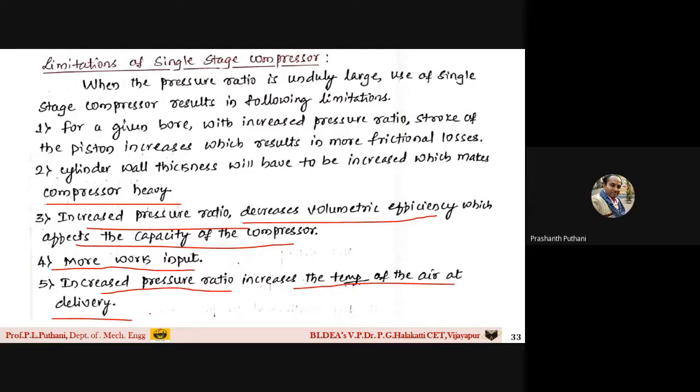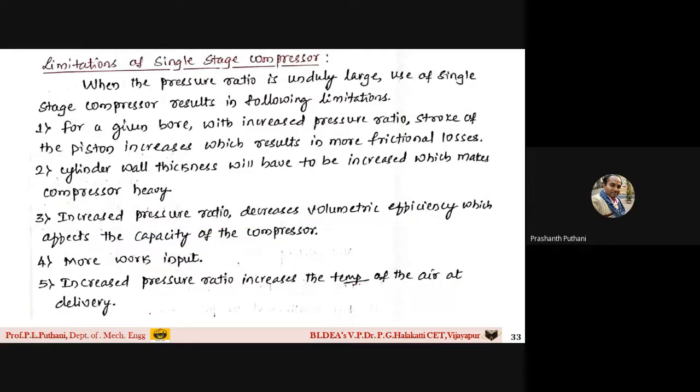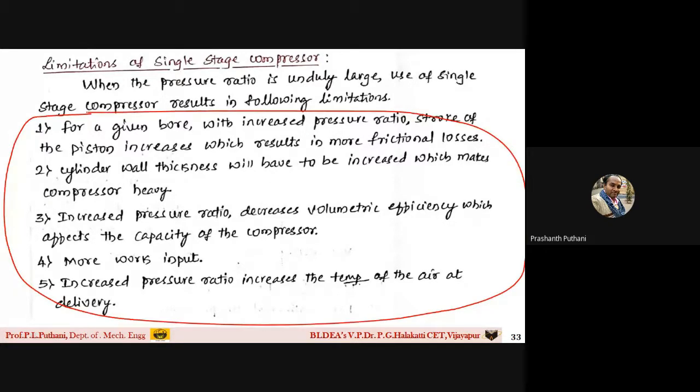When this happens, it certainly affects the compressor also. So these are some of the disadvantages of a single stage compressor. I hope these points are clear to you. Do you have any doubts in this? Let me know. If you have any doubts, we can discuss here, students.